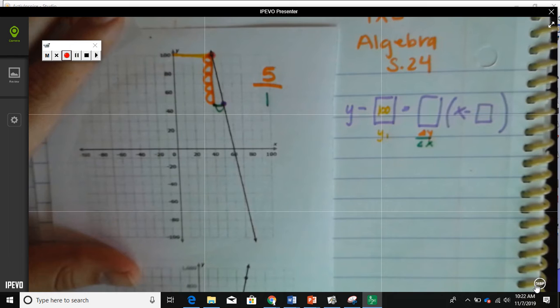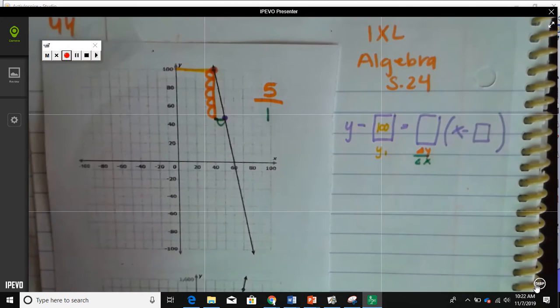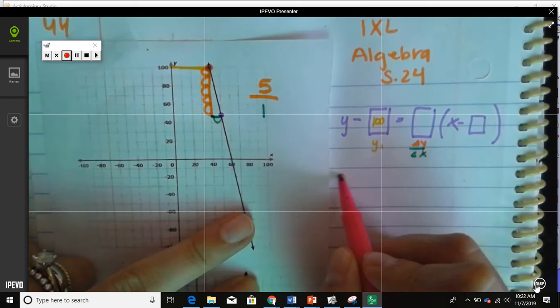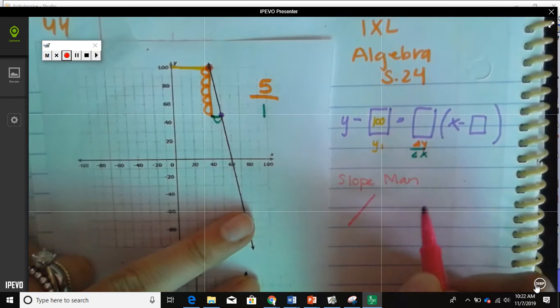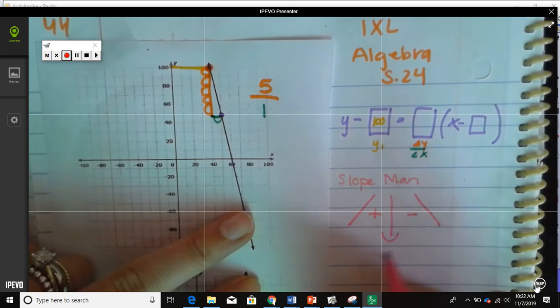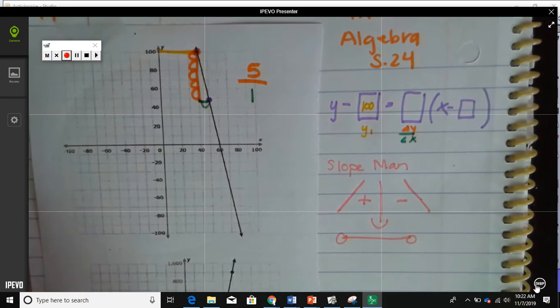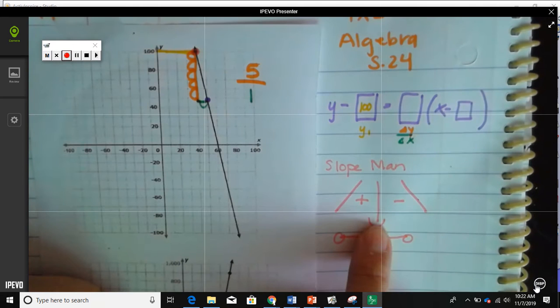I'm going to be honest with you, yesterday on IXL, they were all positive. Today, they will not all be positive, so you need to check slope man. Please draw slope man. You will need to know how to draw slope man and use slope man for your test on Monday. Okay, so horizontal line, that's a 0. Up and down is undefined.